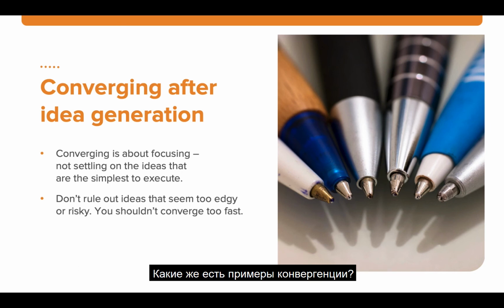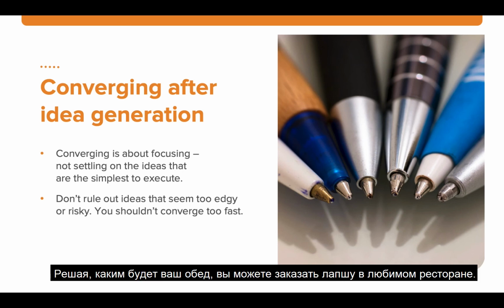So what are some examples of converging? Well, one example would be your dinner. You decide what to eat for dinner every day. You might start with a ton of ideas, noodles, meat, pizza, soup, but then you choose what you want to eat. You might end up selecting noodles at your favorite restaurant.